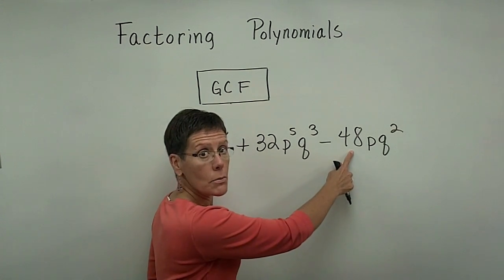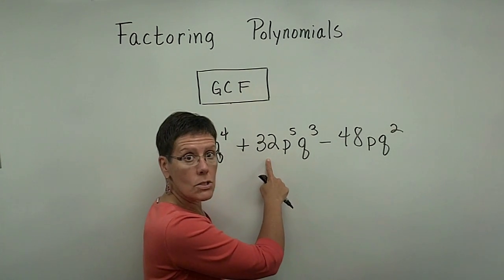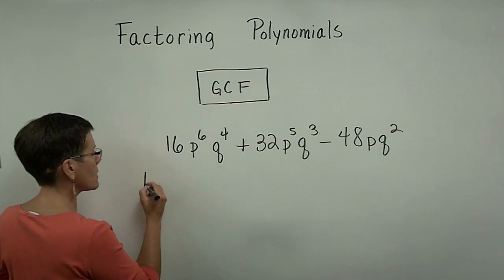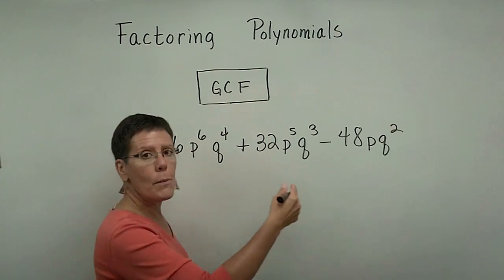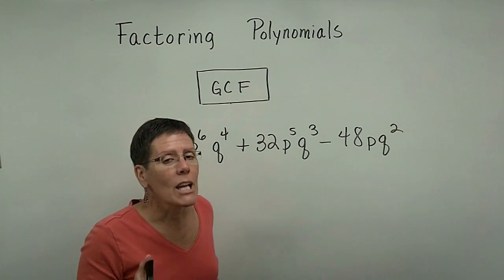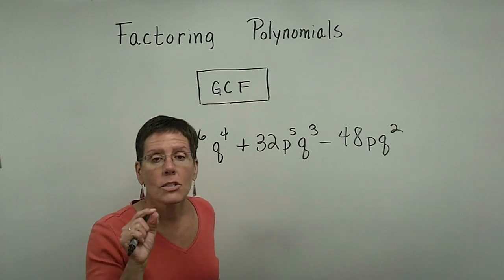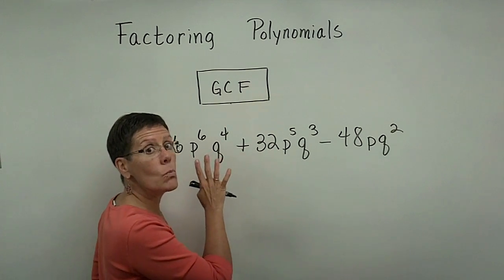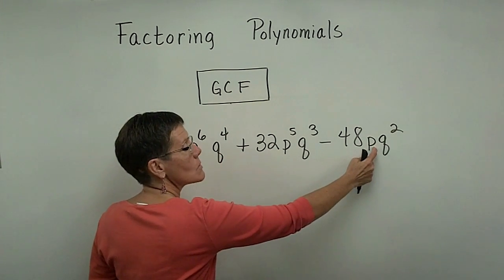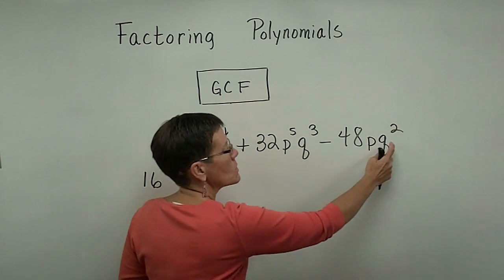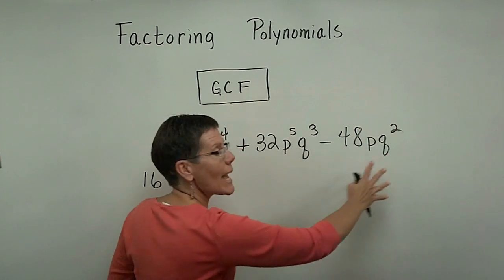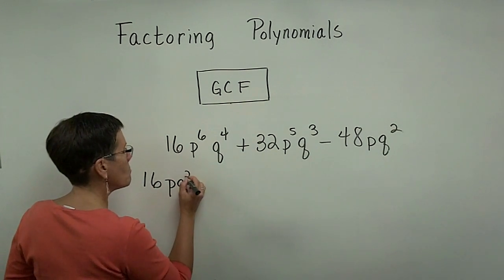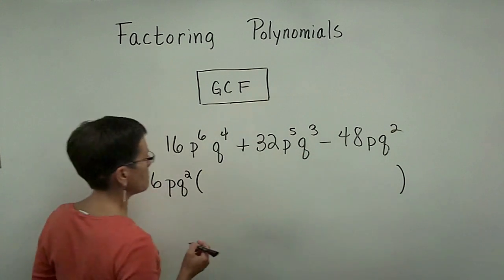16 will divide into 48 3 times. 16 will divide into 32 twice, and 16 will divide into 16 one time. So I'm going to factor out a 16, and next I have to decide how many PQs to take out of here. And it's got to be the least number in terms of the size of their exponent, the least number of factors in the P's and the Q's that occur in any one of these. This has got the smallest number of P's, it's P to the 1st power, and this one Q to the 2nd power. I cannot bleed any more out of that term than a PQ squared. So that's the most that I can take out of this whole expression.